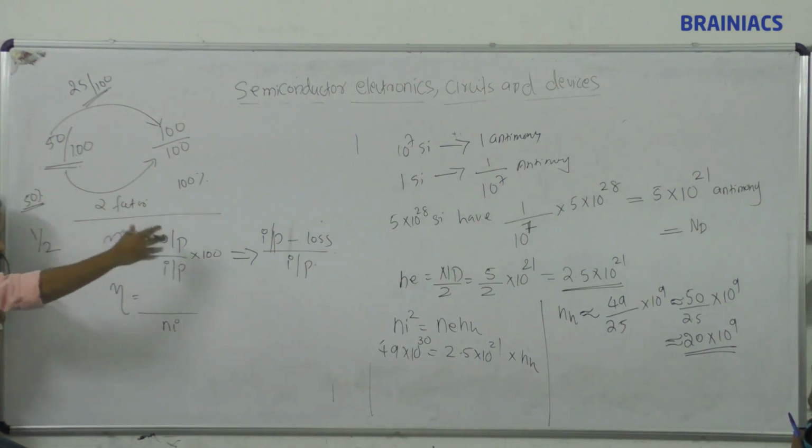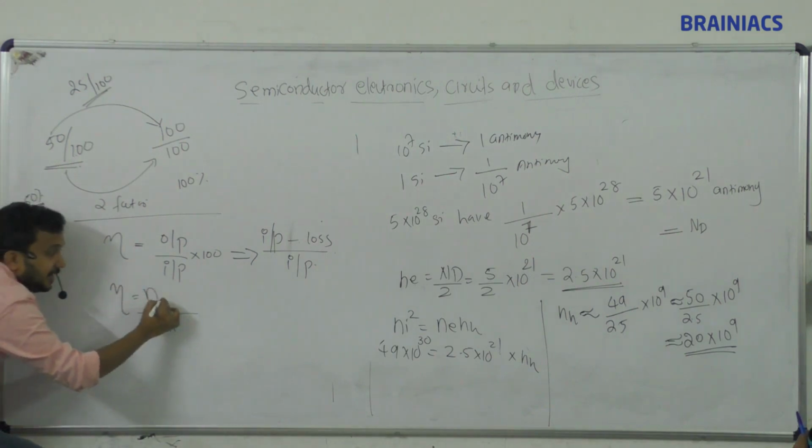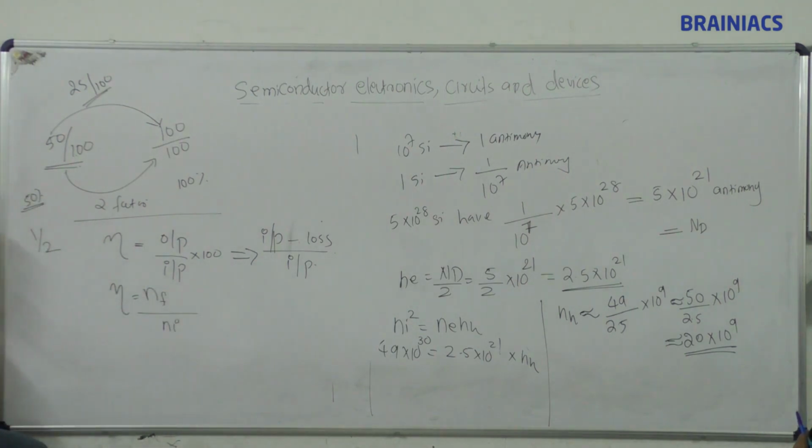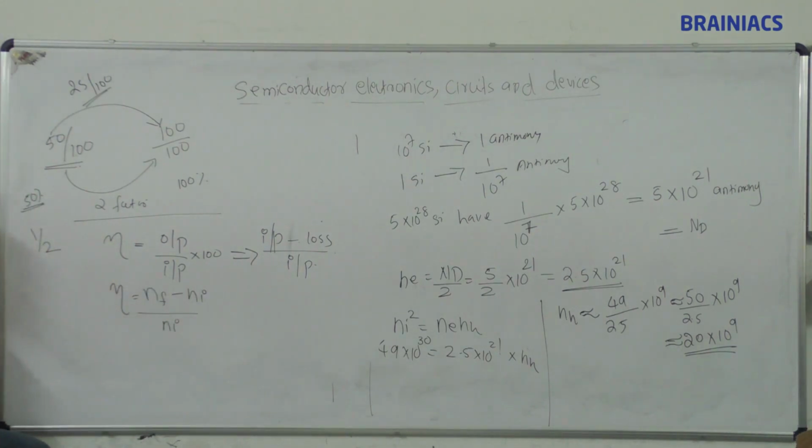So here input minus loss means I got something. Now before doping, what is my concentration? Intrinsic concentration. After I add impurity to that, what will happen? Charge carriers are increased. So that is called the final concentration. So final concentration minus initial concentration is the effect.